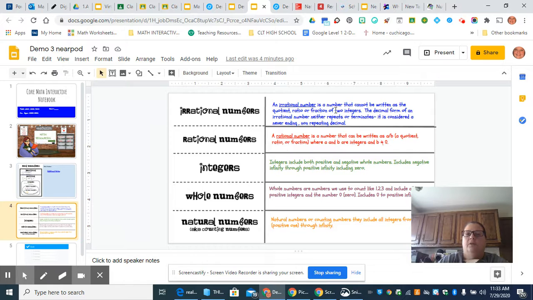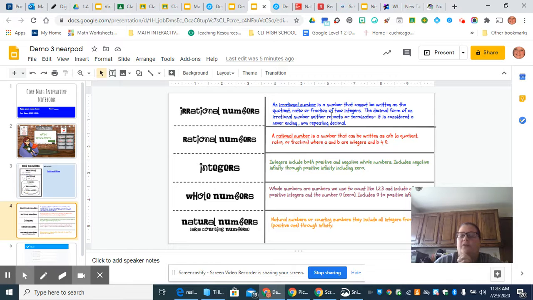irrational numbers is any number that cannot be written as a quotient, ratio, or fraction. And quotient would be like division, ratio, 2 versus 1, fraction, a numerator over a denominator. But basically, these are all methods to compare numbers. We have one number in relation to another. The decimal form of an irrational number neither repeats nor terminates, so it's considered never ending and non-repeating. We saw that with pi. If we punch that into our calculator, the digits just keep on going.